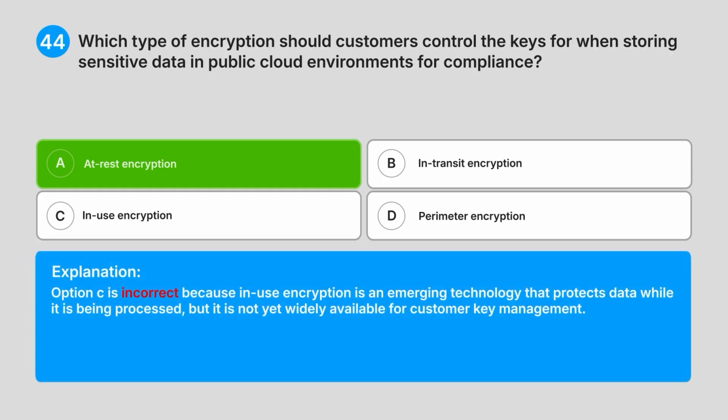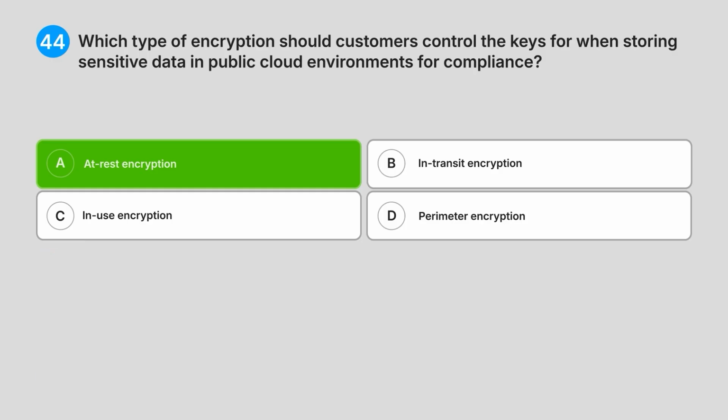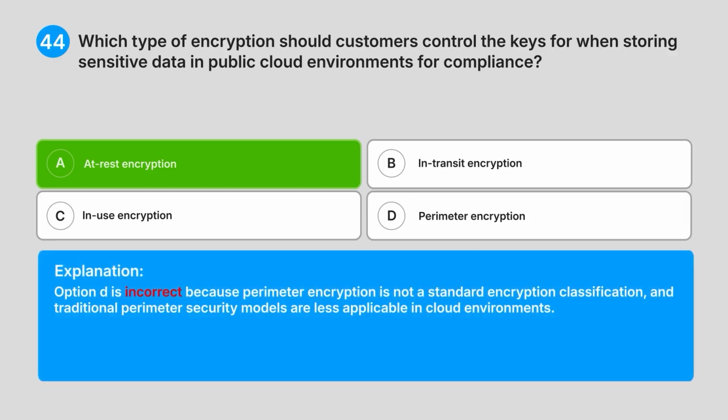Option C is incorrect because in-use encryption is an emerging technology that protects data while it is being processed, but it is not yet widely available for customer key management. Option D is incorrect because perimeter encryption is not a standard encryption classification, and traditional perimeter security models are less applicable in cloud environments.